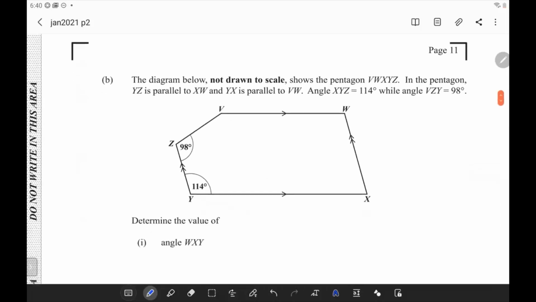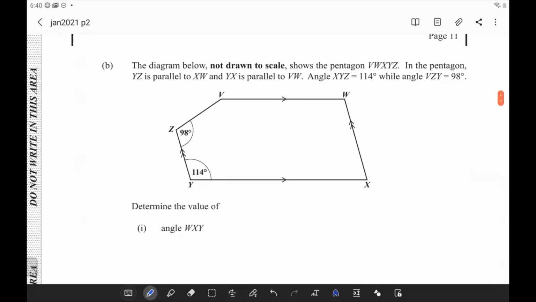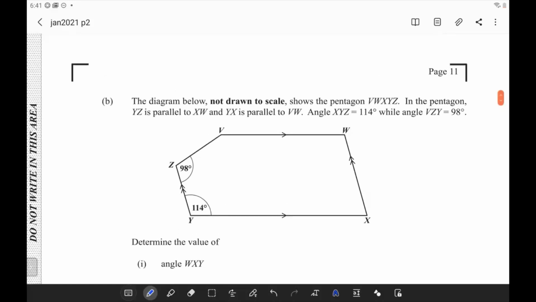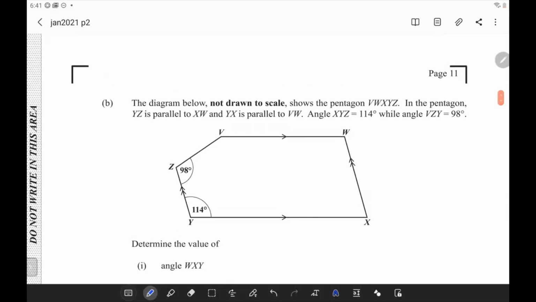So part B tells us the diagram below, not drawn to scale, shows a pentagon VWXYZ. So yes, this is a pentagon. It is a 5-sided figure. In the pentagon, YZ is parallel to XW and YX is parallel to VW. The angle XWZ is equal to 114, while VZY is 98.